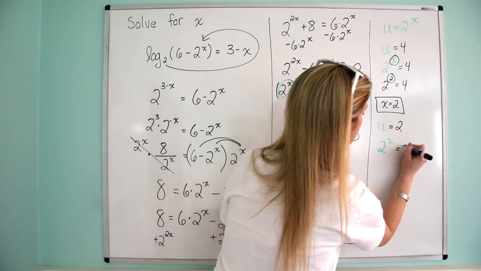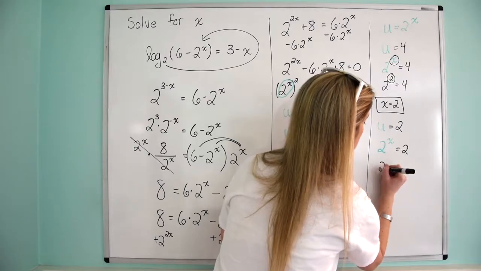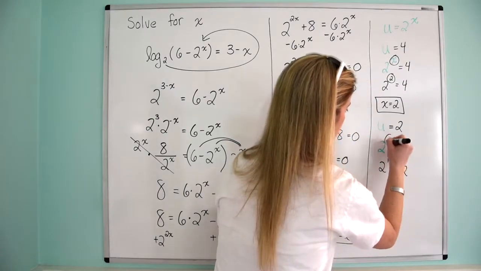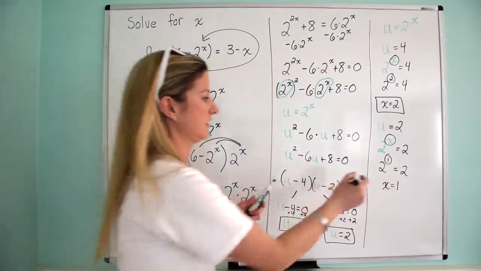So 2 to the x equals 2. So 2 to what power will give you 2? And that's just 1. 2 to the first equals 2. So therefore, x must equal 1. Okay? Perfect.